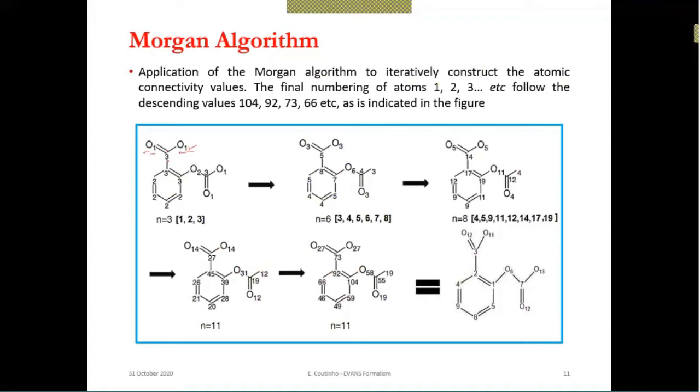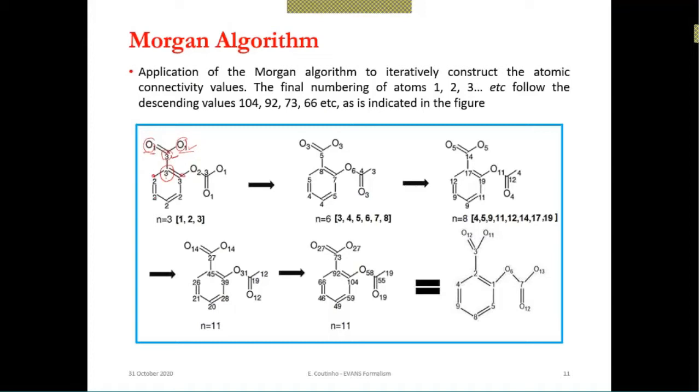Now let's look at this carbon. It is connected to this oxygen atom one, to this oxygen atom two, and to this carbon atom three, and therefore it has a connectivity value of three. Let's look at this atom out here. It is connected to this carbon atom 1, this carbon atom 2, and this carbon atom 3, and therefore the connectivity is 3 out here.